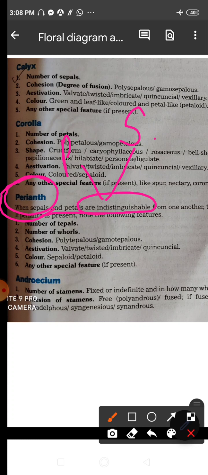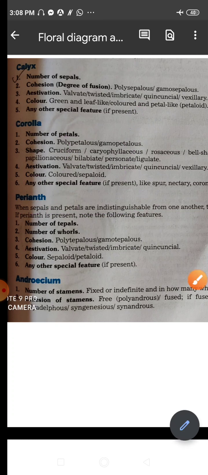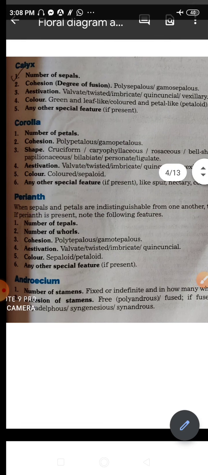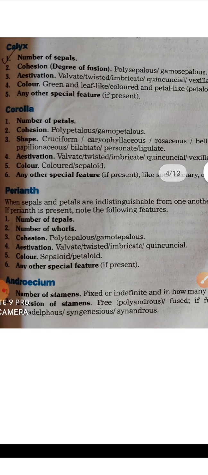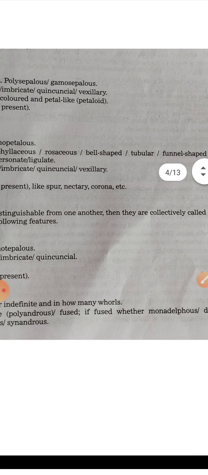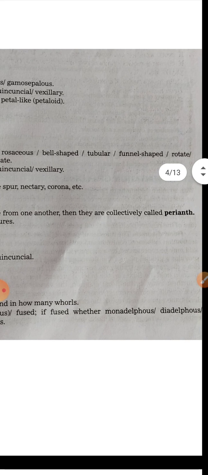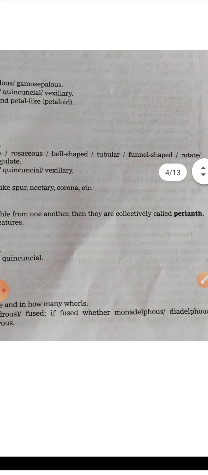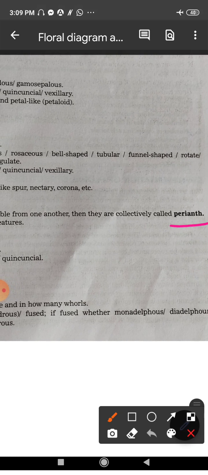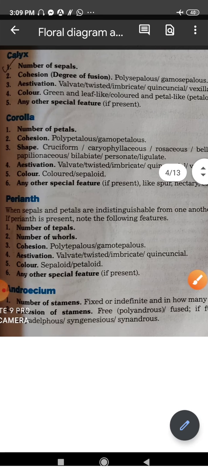So perianth is the indistinguishable sepals and petals. So they are fused together. We cannot distinguish, we cannot differentiate the sepals from the petals. Then we use the term perianth, right? So then they are collectively termed as perianth. If they are indistinguishable, then they are collectively termed as the perianth.